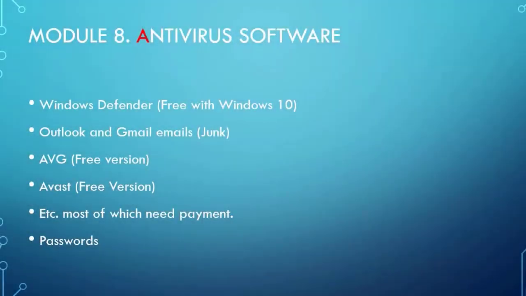So to finalize this module on antivirus, we have looked at Windows Defender and the features that are built in, which is free with Windows 10. We've had a look at Outlook and Gmail and the way that they can put emails into junk folders where you can either delete or retrieve them. We had a look at AVG and Avast, which have both got free versions within them, and then the rest of them pretty much all need payment of one sort or another. So if you've got Windows 10, you can live with Windows Defender. And then finally there was a message on passwords and the need to deal with passwords in a very responsible manner.